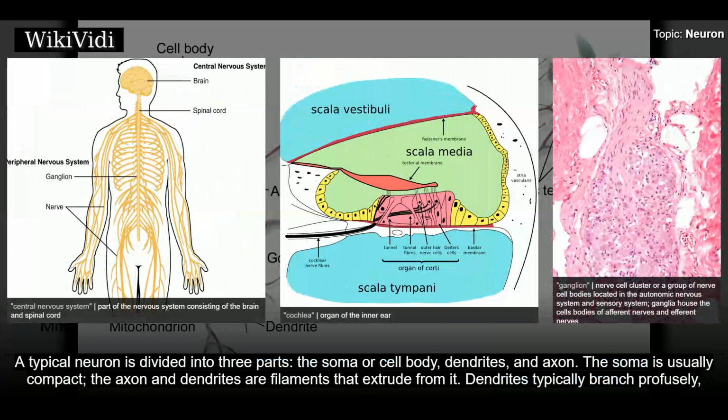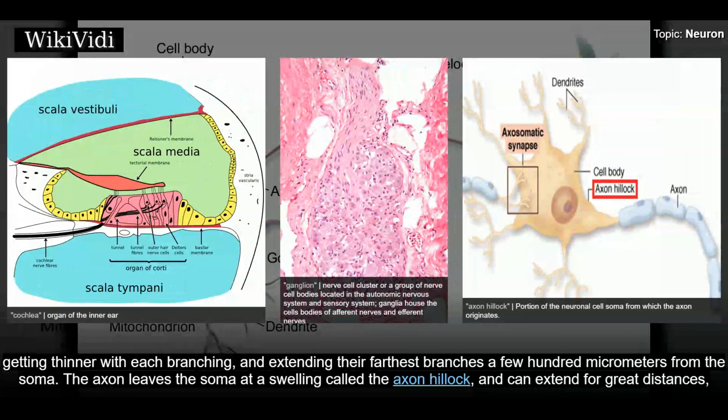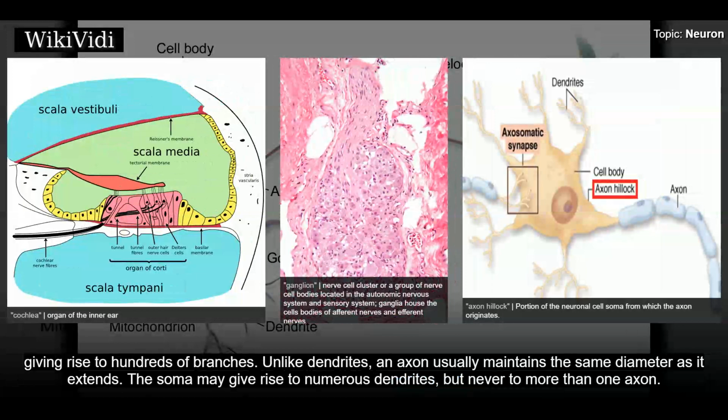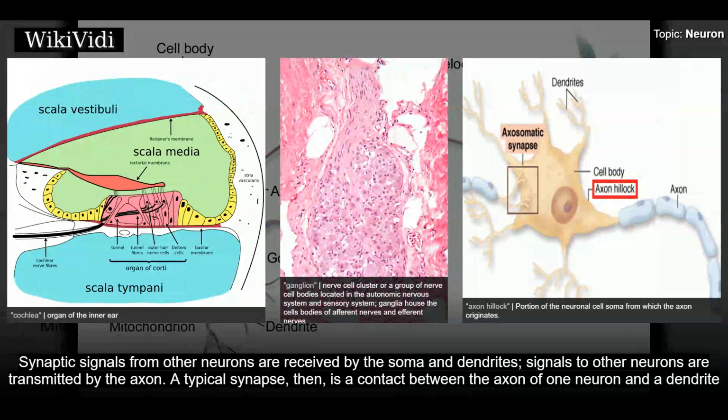Dendrites typically branch profusely, getting thinner with each branching, and extending their farthest branches a few hundred micrometers from the soma. The axon leaves the soma at a swelling called the axon hillock, and can extend for great distances, giving rise to hundreds of branches. Unlike dendrites, an axon usually maintains the same diameter as it extends. The soma may give rise to numerous dendrites, but never to more than one axon. Synaptic signals from other neurons are received by the soma and dendrites. Signals to other neurons are transmitted by the axon.